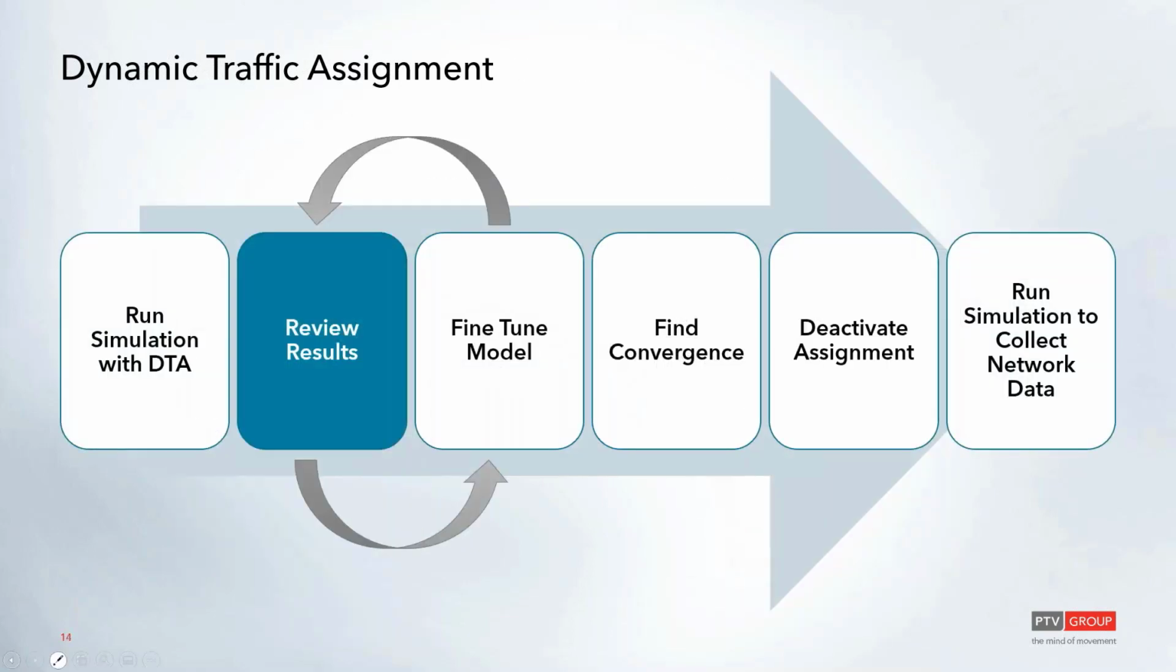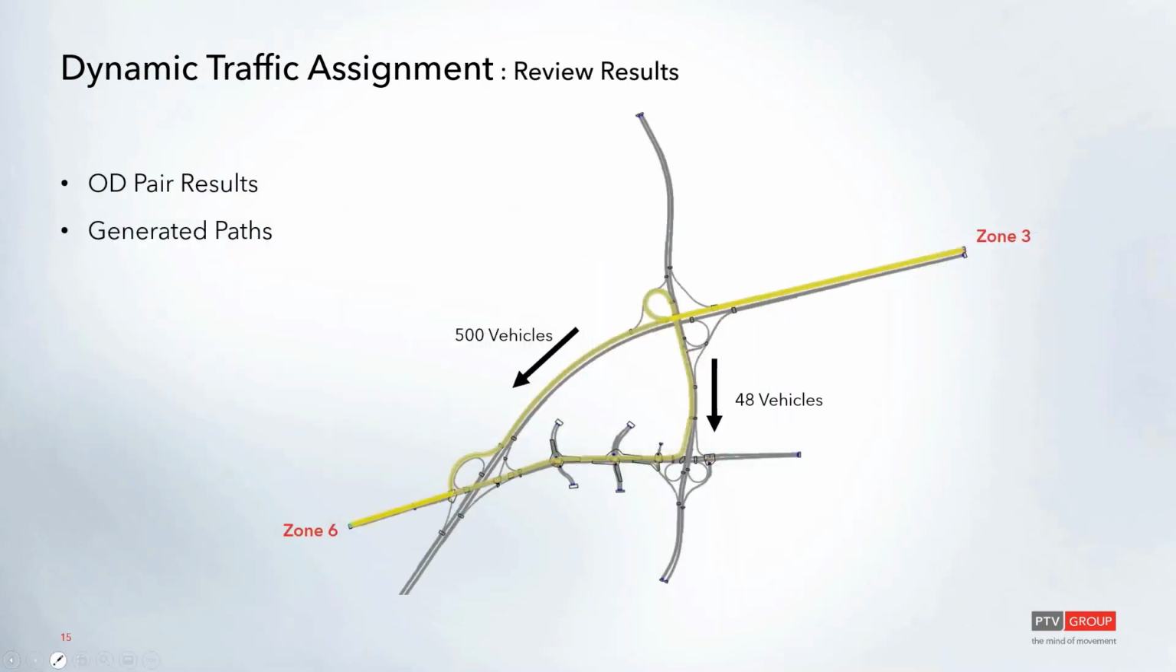All right, so once you have all of those simulation parameters set up, you can go ahead and run the simulation and start to take a look at some of the DTA results. The two most direct results we can take a look at are OD pair results, which will be information about the different origin and destination pairs, such as the number of vehicles that travel between those pairs, and some information about the time and distance. And we can also take a look at all of the actual paths that get generated as part of this assignment process.